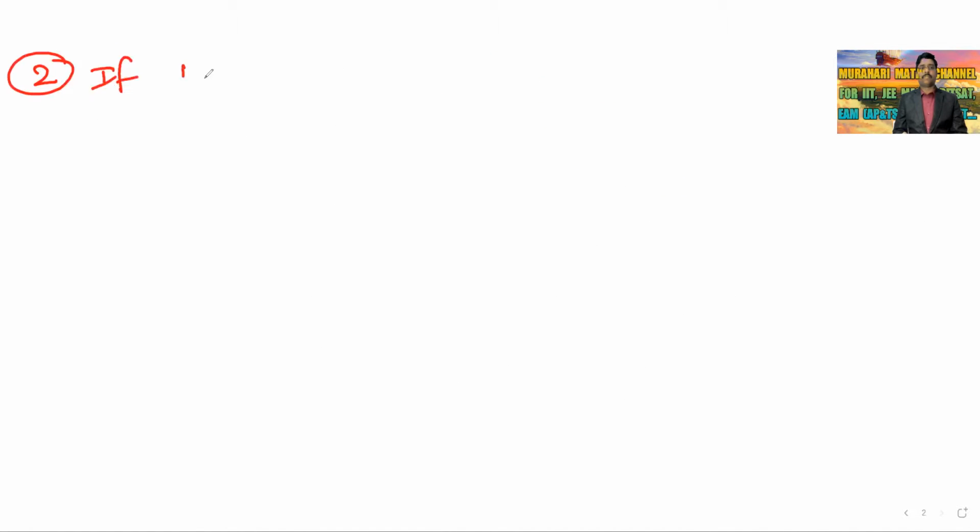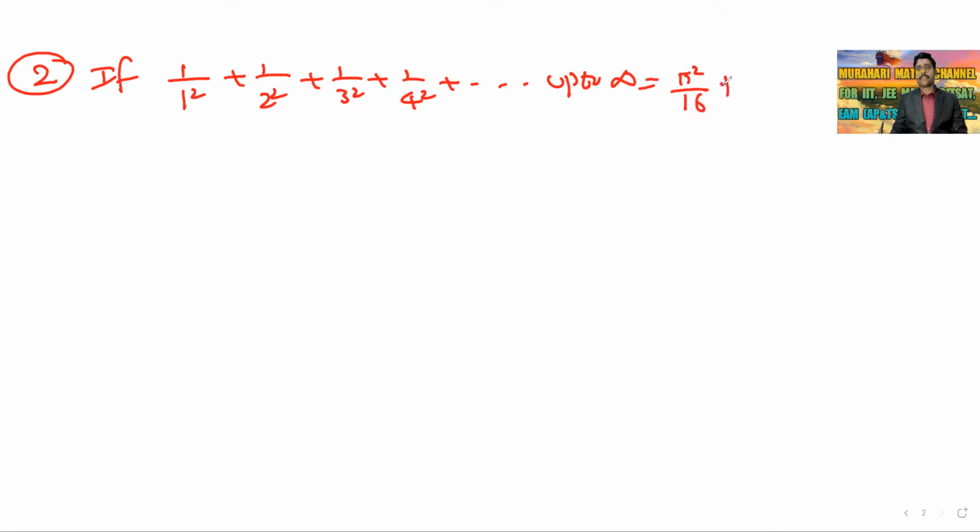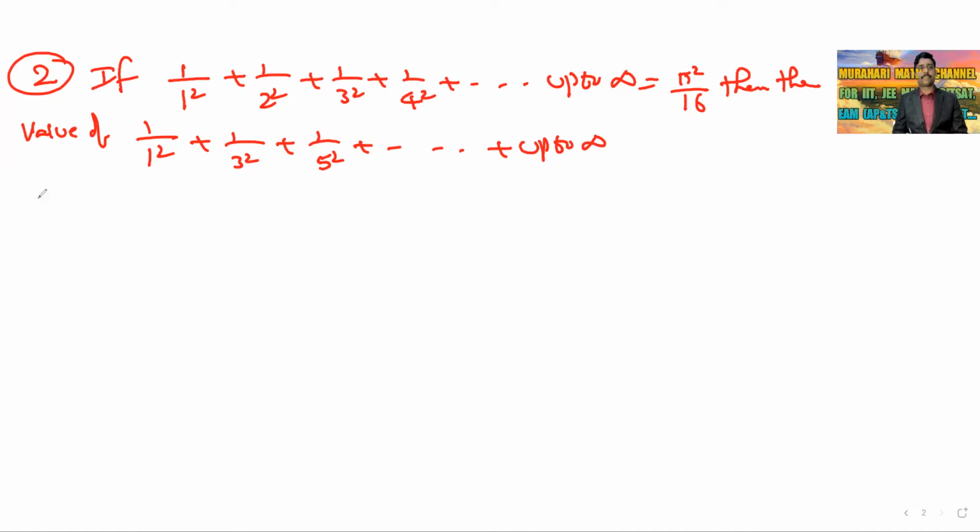If 1 by 1 square plus 1 by 2 square plus 1 by 3 square plus 1 by 4 square plus and so on up to infinity equal to pi square by 16 given, then the value of 1 by 1 square plus 1 by 3 square plus 1 by 5 square and so on up to infinity. Okay, in the statement what is given? One condition is given. So let us take this condition.